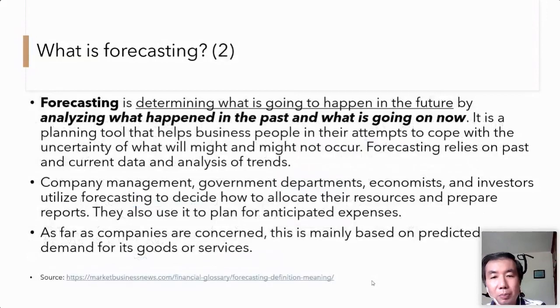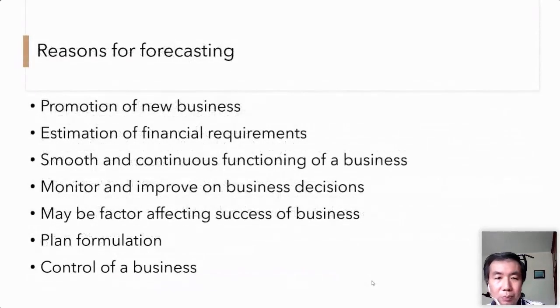We can summarize that, as far as forecasting is concerned, it's actually to determine what you think is going to happen in the future. It could be based on analyzing what happened in the past and what is going on now. I've put that in italics, line 2, where we talk about what's happened in the past and what's going on now. And it has always served as a typical planning tool, especially when you're trying to forecast the future. So you look at past trends, past data, and so on. All this sounds good.